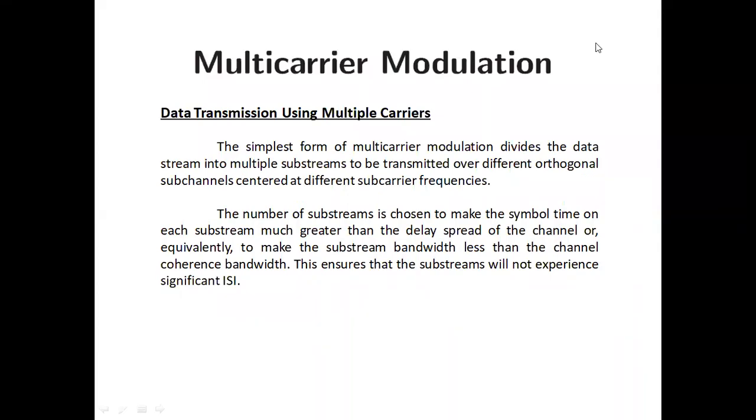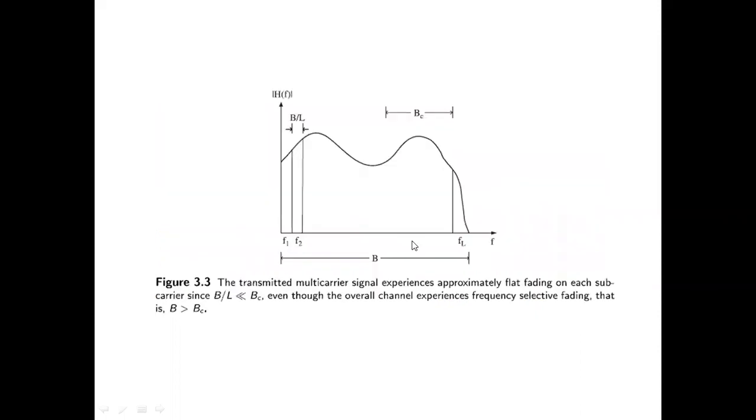So now we will talk about multi-carrier modulation. A simple form of multi-carrier modulation divides the data stream into multiple substreams to be transmitted over different orthogonal subchannels centered at different subcarrier frequencies. So what does that mean? Say we have a channel.